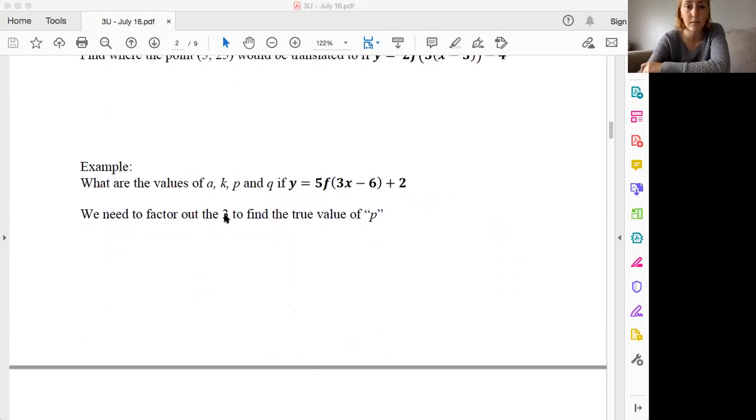Okay, so what are the values of a, k, p, and q in our new function? We have y equals 5f(3x minus 6) plus 2. So our a would be 5. This number here is our a. Our k is the number in front of the x, so k is 3. p would be 6, and q would be 2.